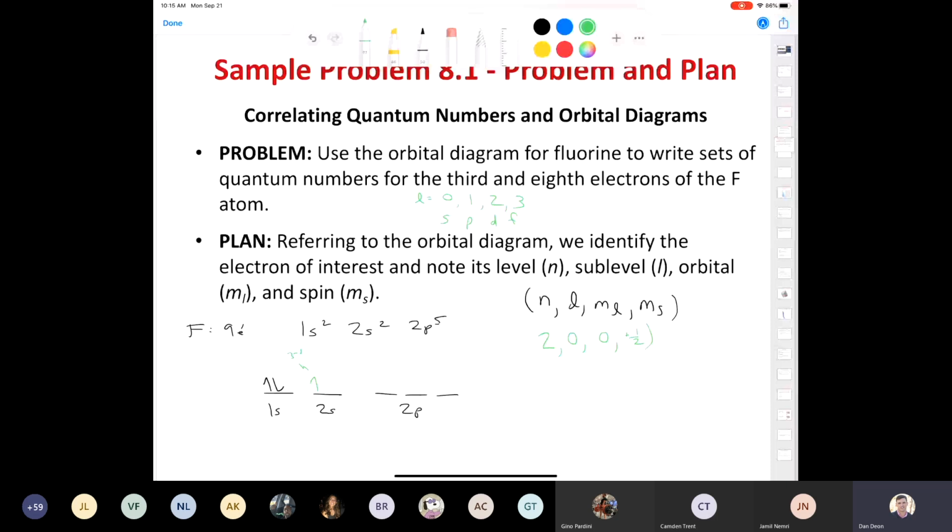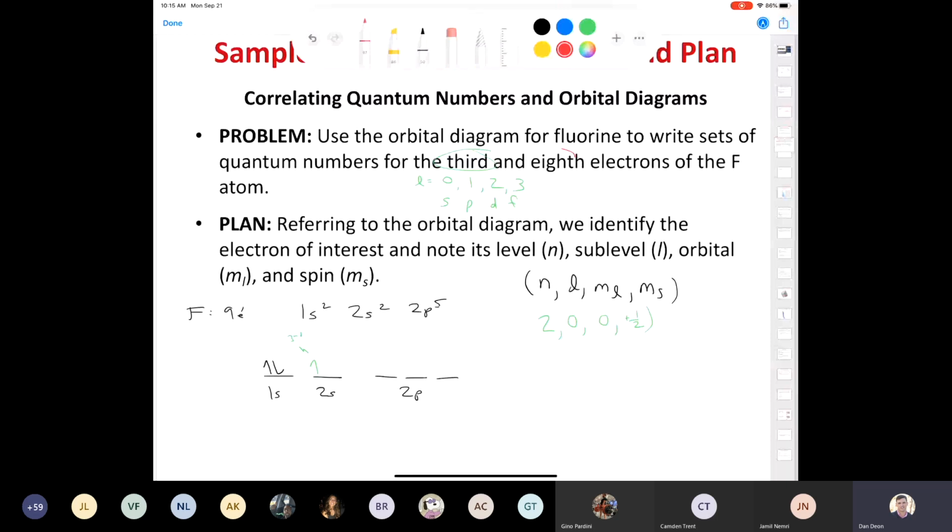Now we're going to do it for the 8th electron. So let's go back. So we have 1, 2, 3, 4, 5, 6, 7, 8. And then there's a total of 9, so I'll just put the 9th one in there. So now we're going to do it for the 8th one right here. So let's do that. I forgot to close my bracket here, didn't I?